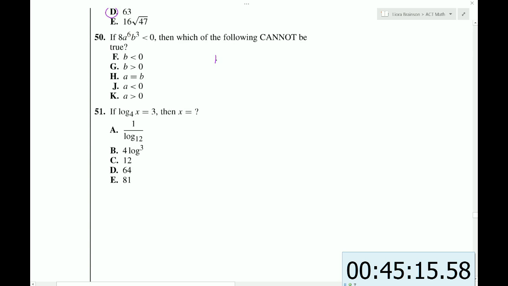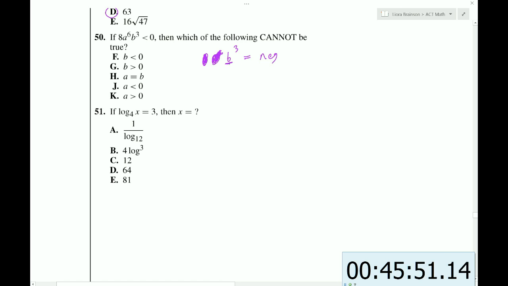Alright, so here we have 8, a to the 6th, b to the 3rd is less than 0, which of the following cannot be true. Okay, so less than 0 is another way to say it is negative. Okay, so this thing is negative. So what is causing it to be negative? Well, it's not the 8, right? Now, if a was negative, when we raise it to an even power, that kills any negativity. So the a is not what's causing it to be negative.